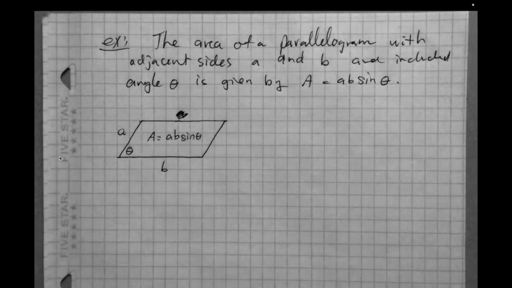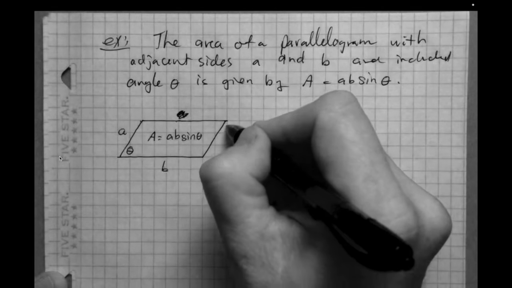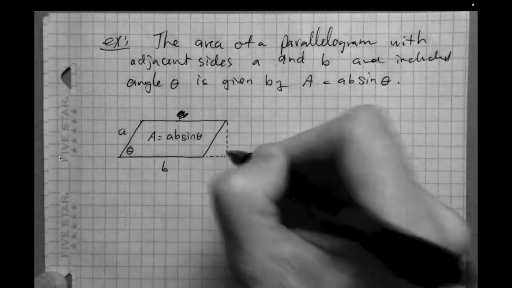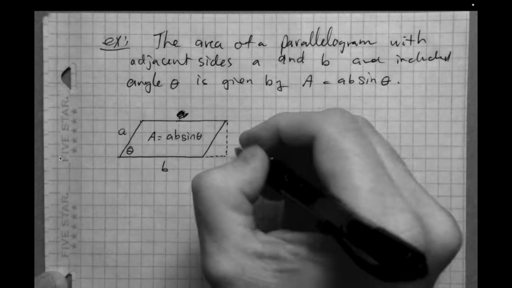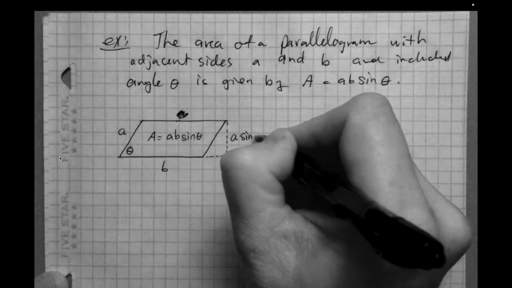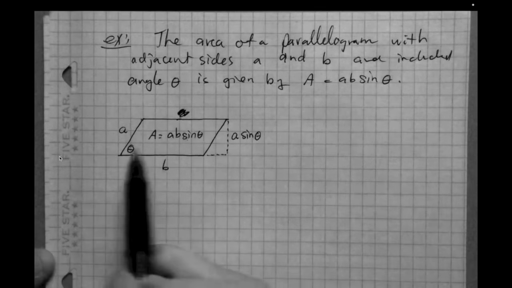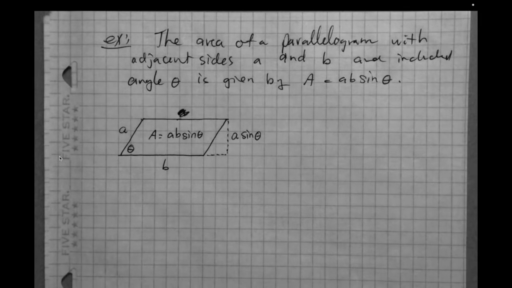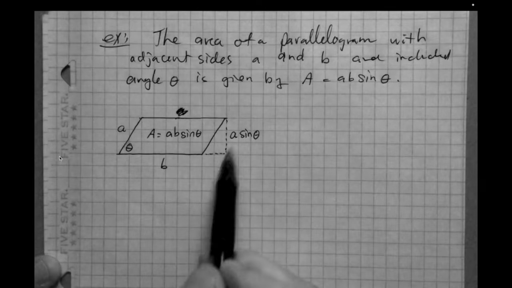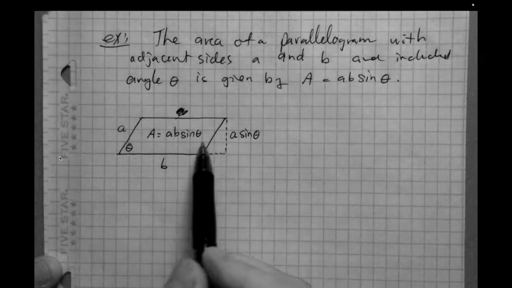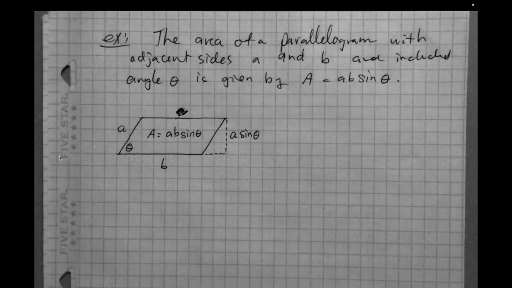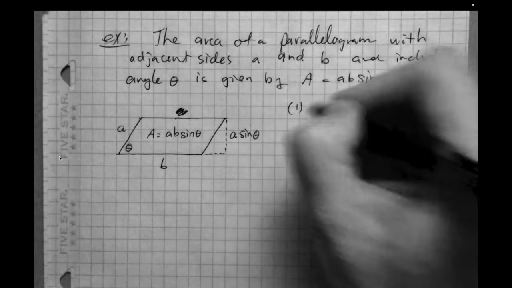And so here's your theta. And so the way you would think about this is that the height here is going to be a times sine of theta. Right, so recall how to calculate the area of a parallelogram. It's basically base times height. And so b is the base, a sine theta is the height. That's where you get the area a b sine theta. Okay. And so this is the setup, and then two questions.